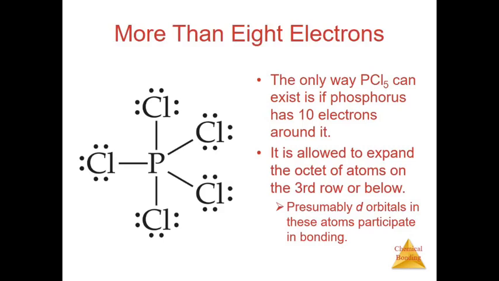And it throws a little more information in there about what electrons are actually involved in these bonding. Since it is allowed to bond and your phosphorus is in the 3rd row, it's saying presumably your d orbitals in these atoms participate in bonding. So it's not just your s and p orbitals anymore, but your d orbitals also.